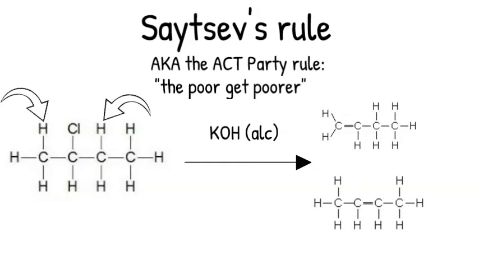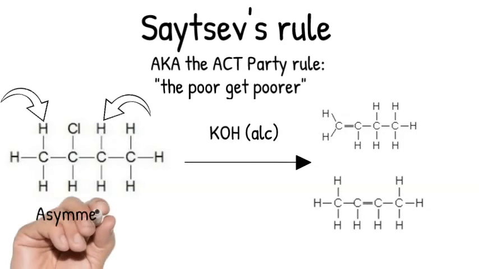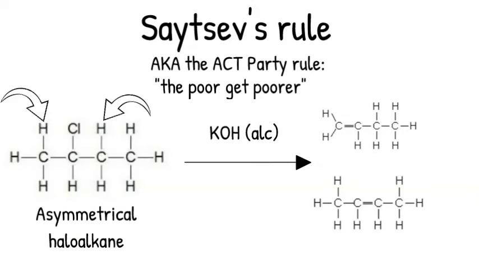So one of our requirements is that there must be two adjacent carbons to the one with the functional group. But there's also another requirement, and that is that those two adjacent carbons must be asymmetrical. The one on the left here has 3 hydrogens, and the adjacent carbon on the right has 2. So we're going to call carbon 3 the poor carbon with fewer hydrogens attached.